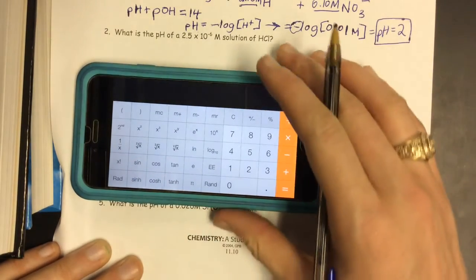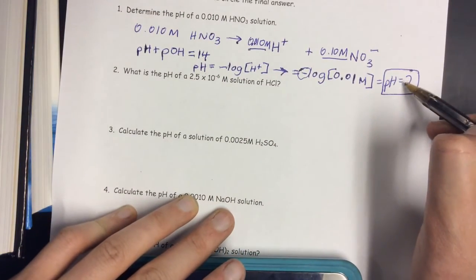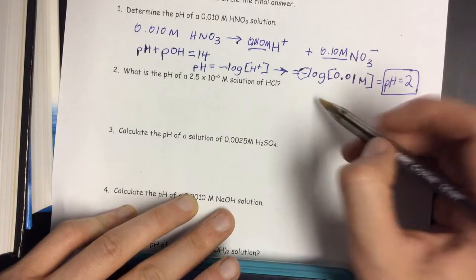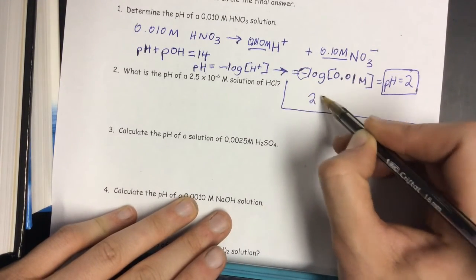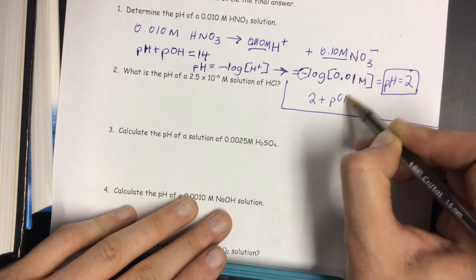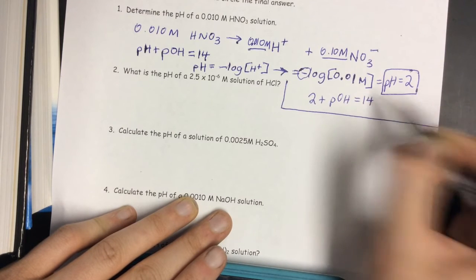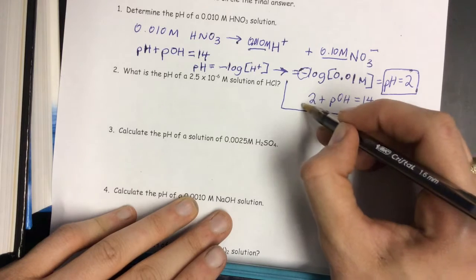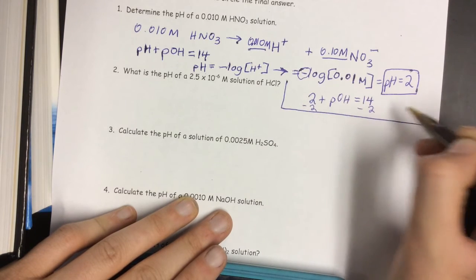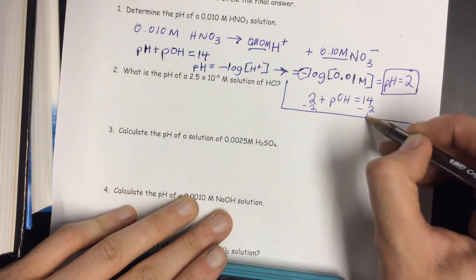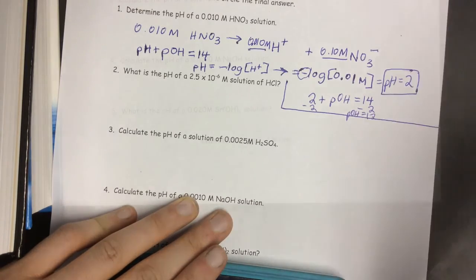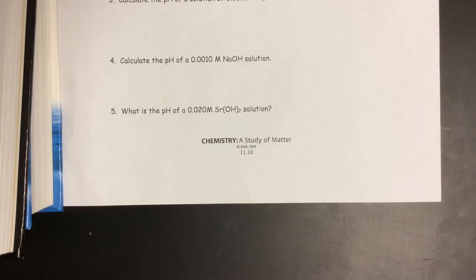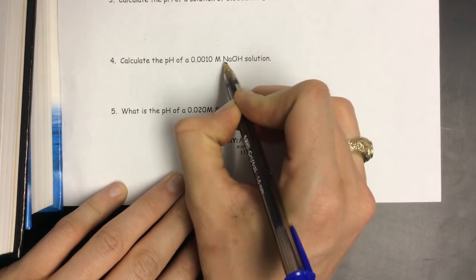But what if I asked you to find the pOH? Well, the pOH is really simple. We're just going to take this number and plug it in over here. So now what I do is I could say 2 plus the pOH equals 14 and solve for it. So 14 minus 2, we get 12. pOH equals 12.